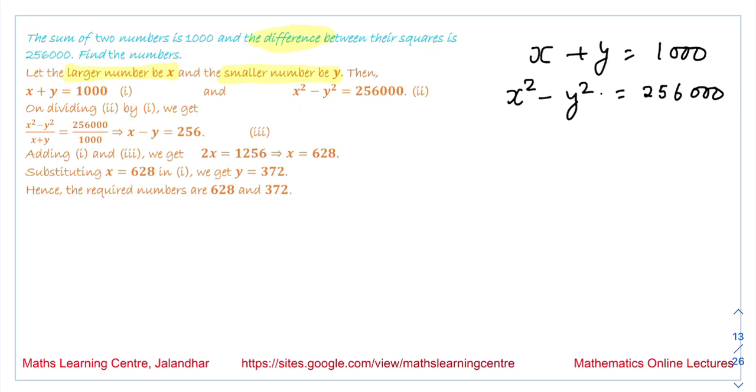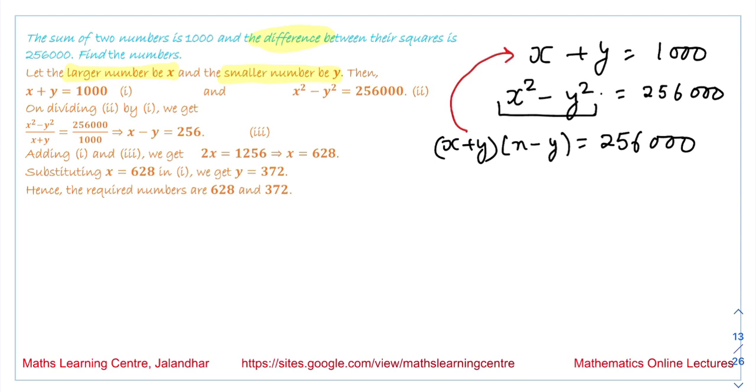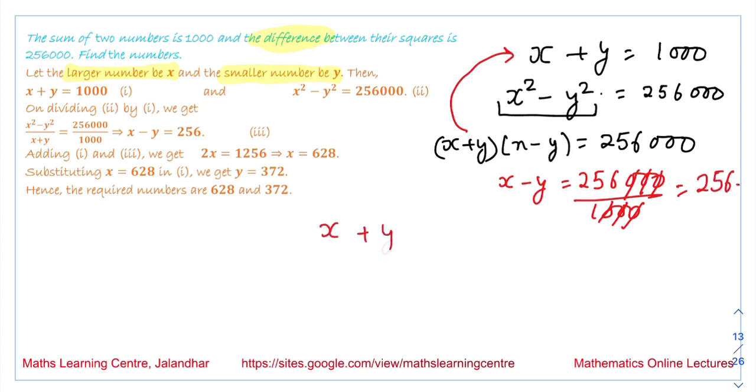Now we have to find the two numbers. So this value we are talking about is (x plus y) into (x minus y), which is equal to 256000. The value of x plus y is 1000, so we get x minus y equal to 256000 over 1000. The zeros get cancelled and it is 256. So the two equations we have are x plus y is 1000 and x minus y is 256.